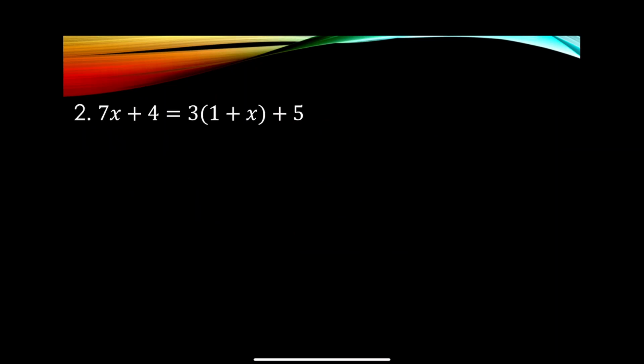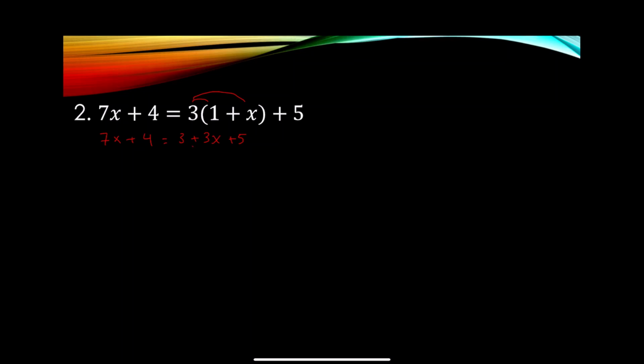Example number 2. 7x plus 4 equal 3 times (1 plus x) plus 5. First of all, we have to multiply 3 here by 1 and 3 by x. So the equation will be 7x plus 4 equal 3 times 1 is 3, 3 times plus x is plus 3x, plus 5.